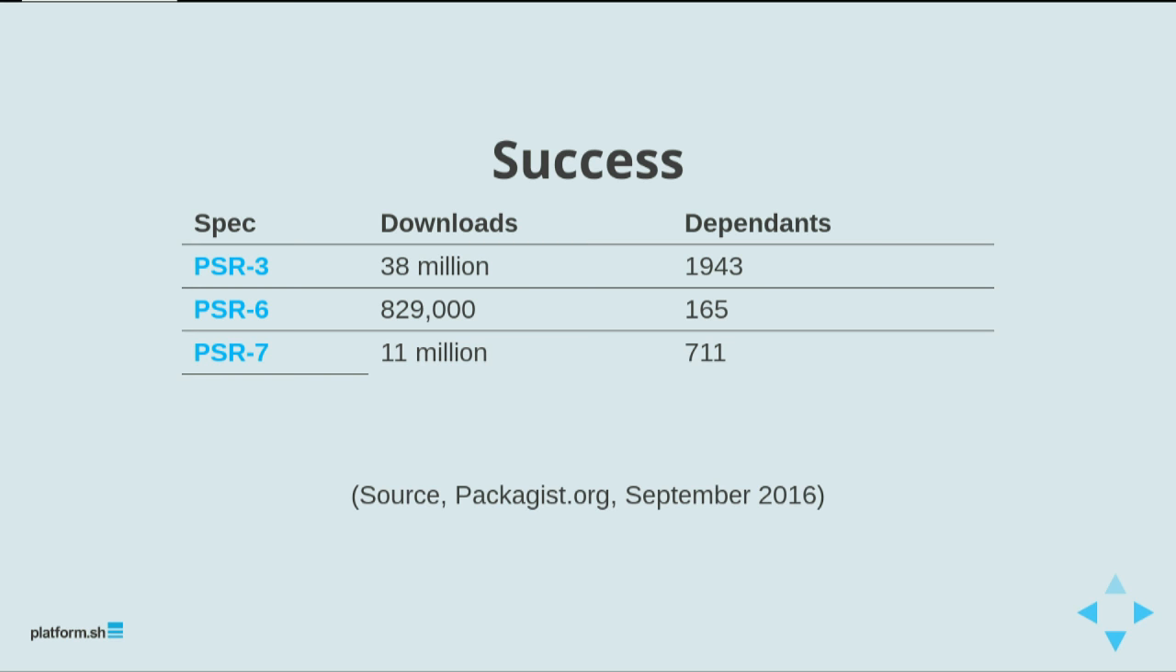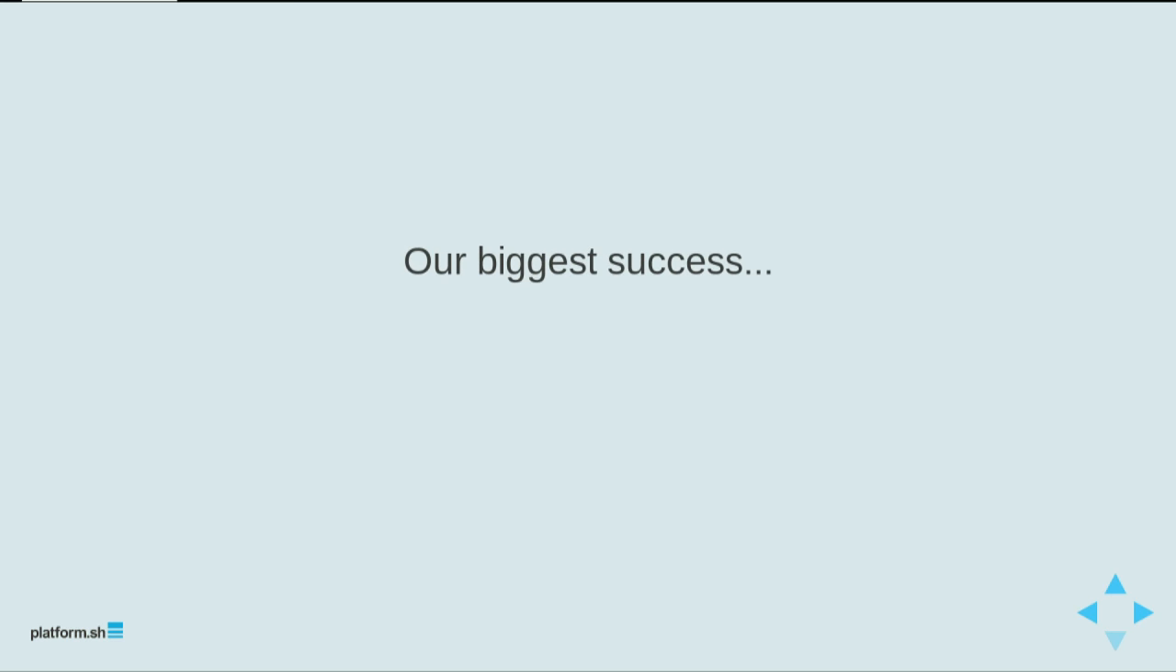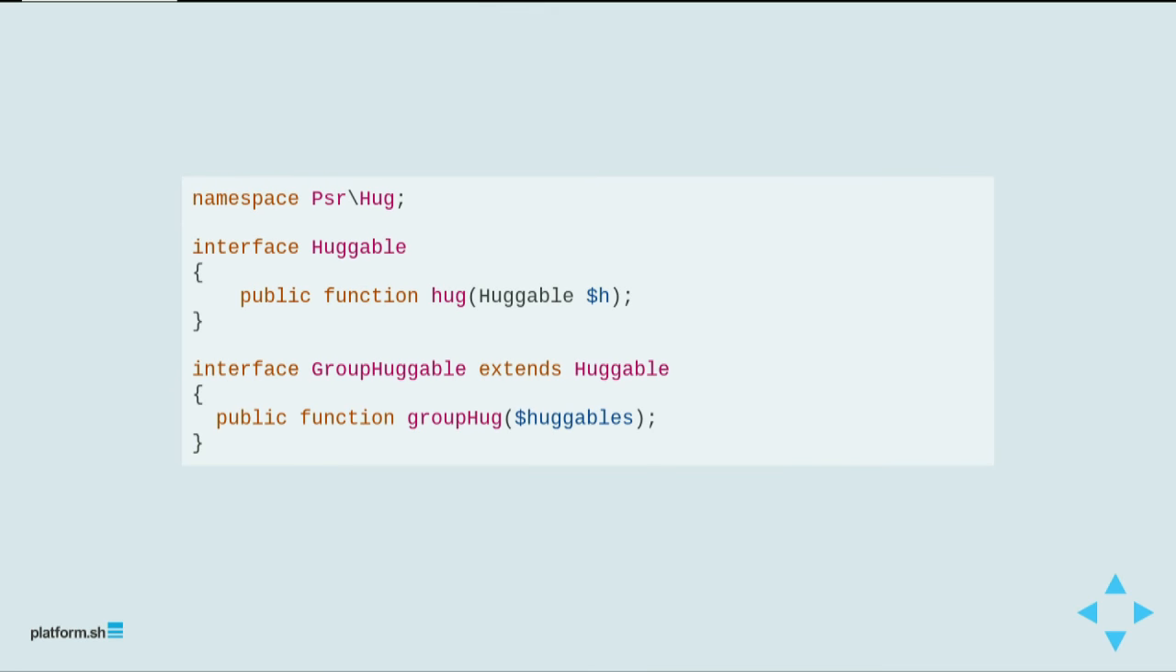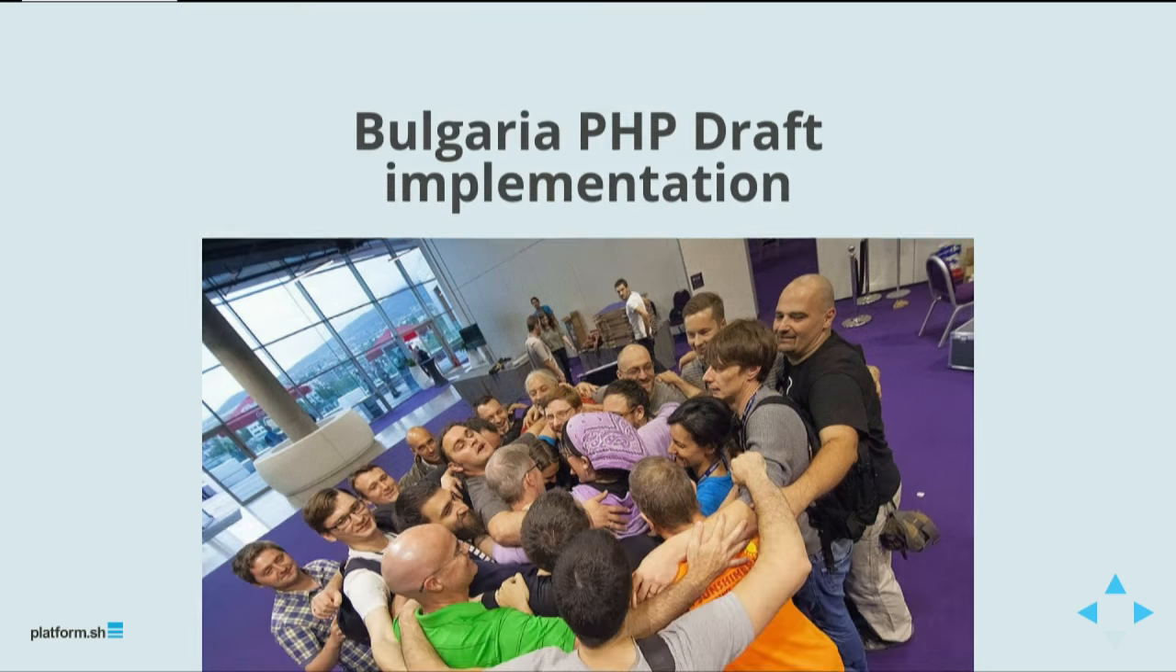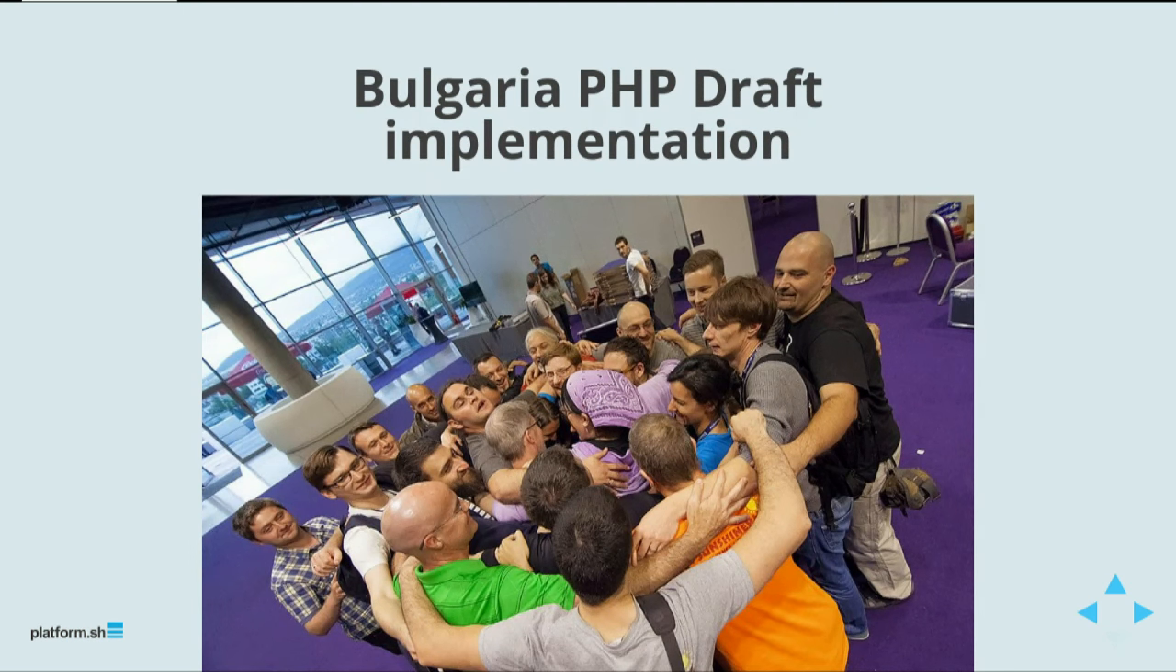Of course, FIG's biggest success, where it's had the most impact, is PSR 8, which is the huggable interface. I'm the editor for this one as well. Surprise, surprise. It defines two interfaces, huggable and group huggable. The idea here, you can indicate when you are compatible for hugging, when you want to hug someone or not. You can have a group hug. Drupal knows all about this, right? Drupal has been PSR 8 compatible for years. There are a number of implementations in the wild, especially this one from Bulgaria PHP about a year ago, where we did successfully implement the group hug version.